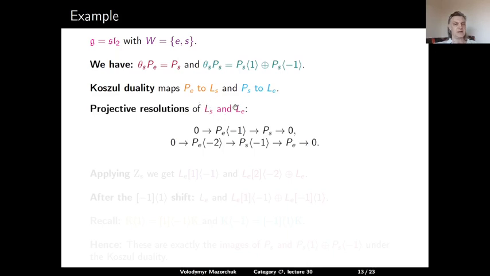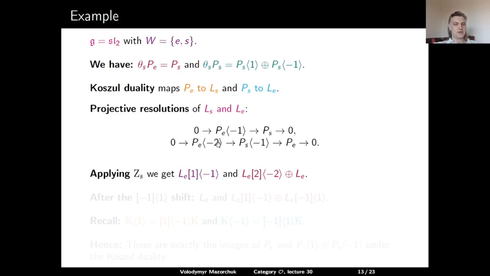Projective resolutions of LS and LE are as follows. So LS is covered by PS with the kernel PE shifted by minus 1. LE is covered by PE with the kernel covered by PS shifted by minus 1. And then the kernel is equal to PE shifted by minus 2. Applying the Zuckerman functor to the first complex, we just get the top of P shifted by minus 1, which is LE shifted by minus 1, but then also shifted by 1 in the homological position.